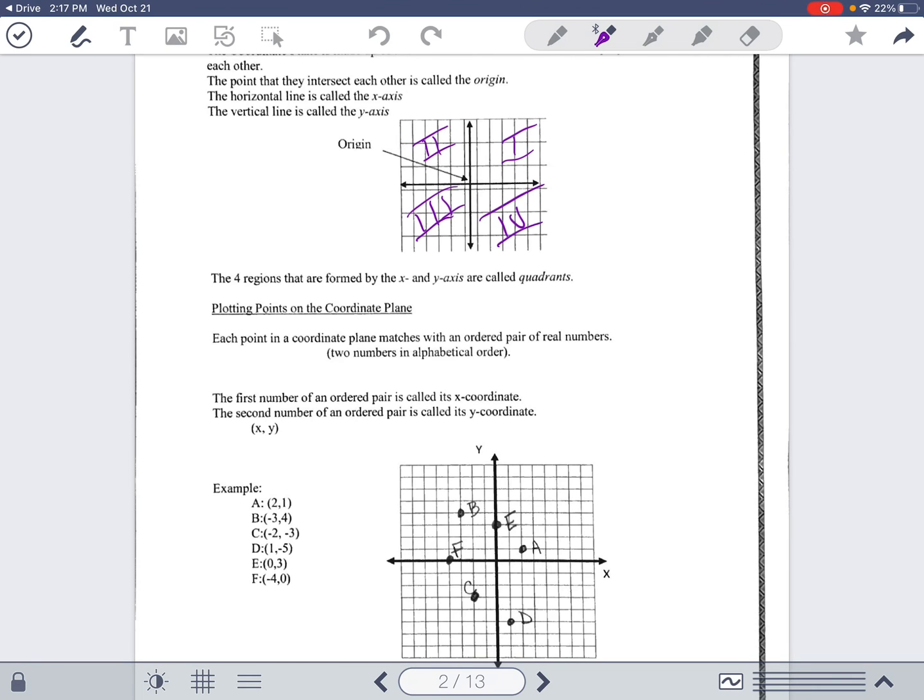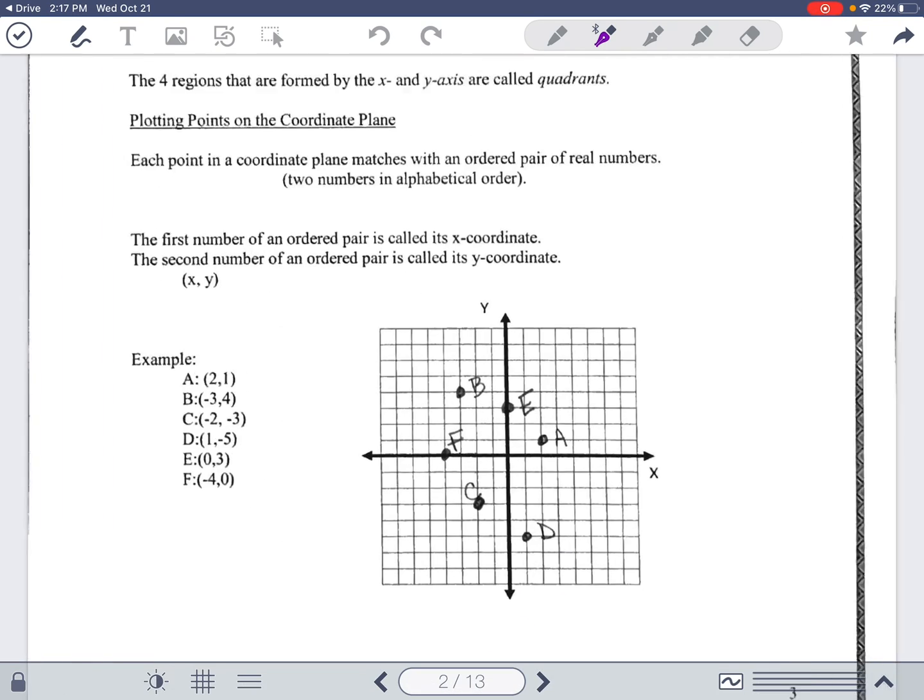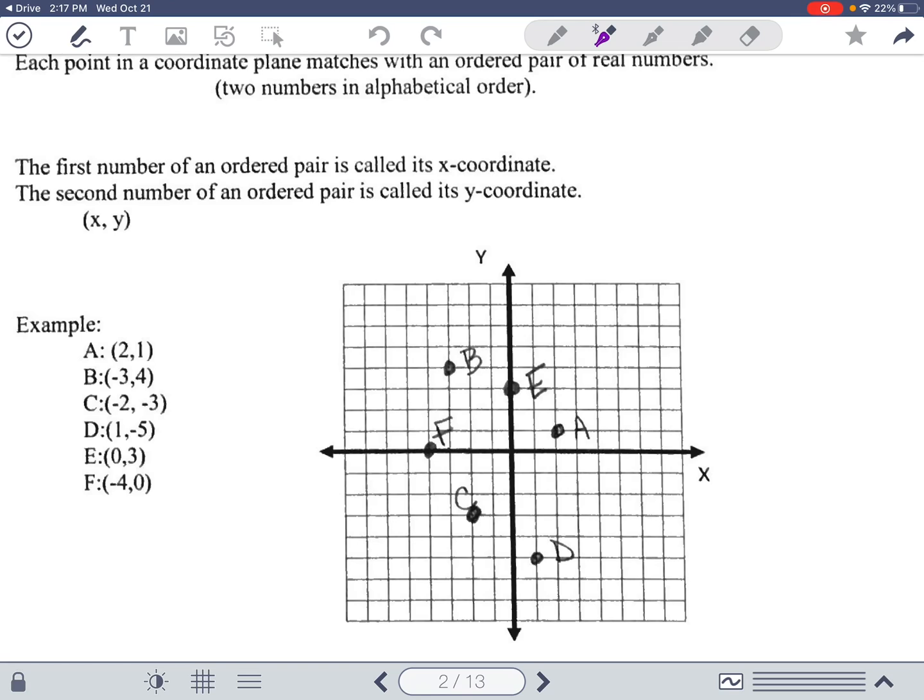1, 2, 3, and 4. The origin sits right here where the x and y axis intersect. And then below that, I have labeled where these ordered pairs, these x and y values, are located on the coordinate plane. So you always start at the origin.